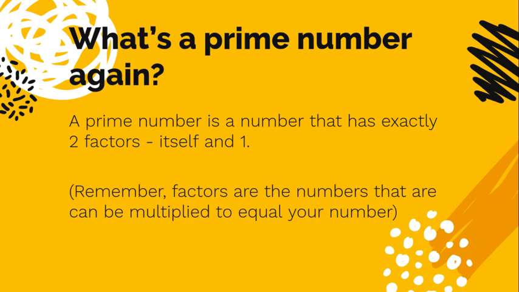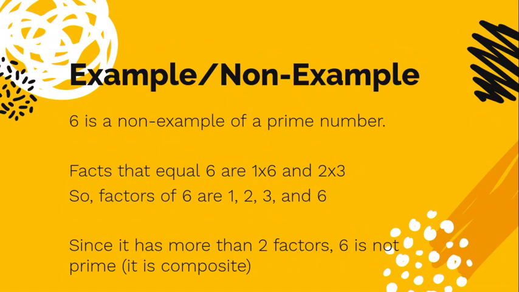Just to refresh your memory, it's a number that has exactly two factors, just itself and 1. And remember, factors are the numbers that can be multiplied to equal your number. So, for example, 6 is not a prime number. Facts that equal 6 are 1 times 6 and 2 times 3. So 1, 6, 2, and 3 are factors of 6. Since there's more than two factors, 6 is not prime.